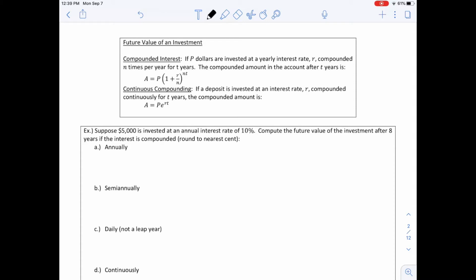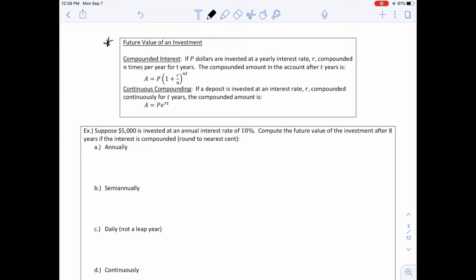And then continuously compounded is going to be if a deposit is invested at an interest rate R, compounded continuously for T years. The compounded amount is given as A equals P E to the RT. E is also a button that should be on your calculator. You need to look for that.